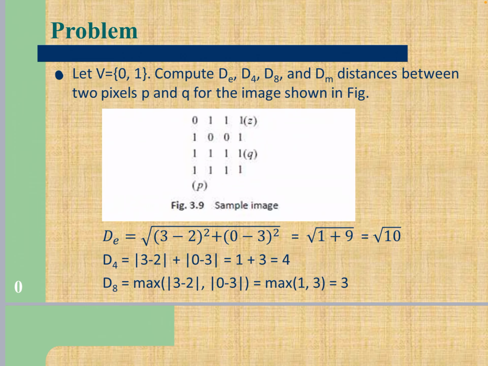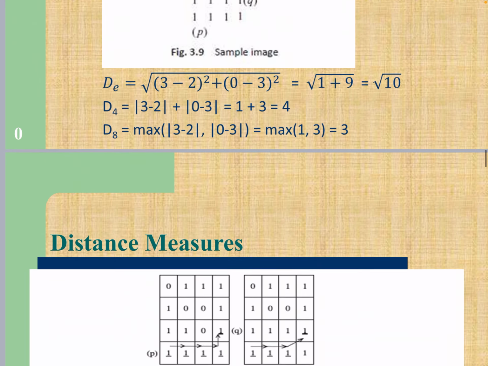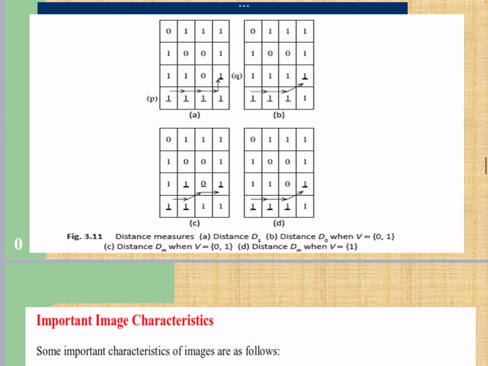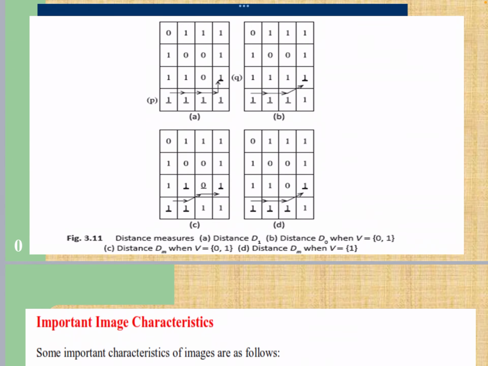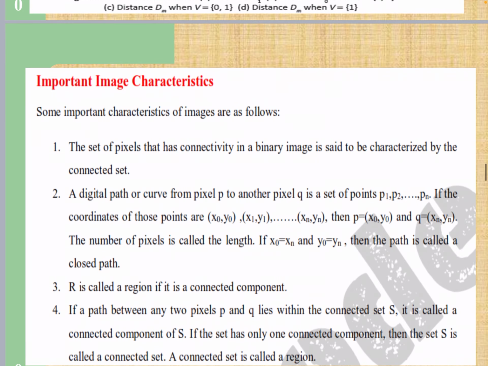Let us solve one problem. Let us say we have the value set 0, 1. We need to compute the Euclidean distance, D4 distance, D8 distance, and the M connectivity distance between the 2 pixels here. If you find the Euclidean, we get square root of 10. If you find D4, we get 4. D8 we get 3 here. So there will be different routes for the distance. The 3 is the minimum, so we have to concentrate on the minimum here.